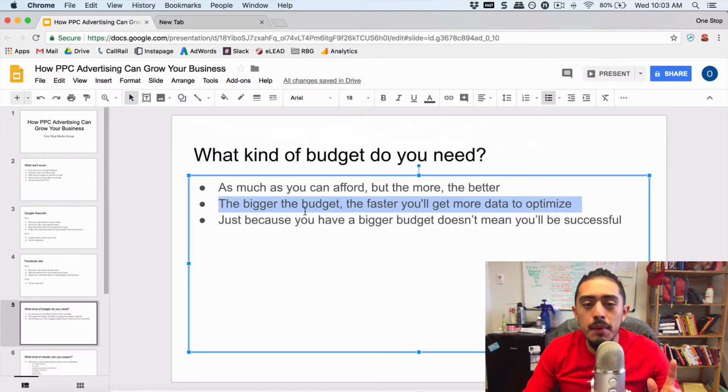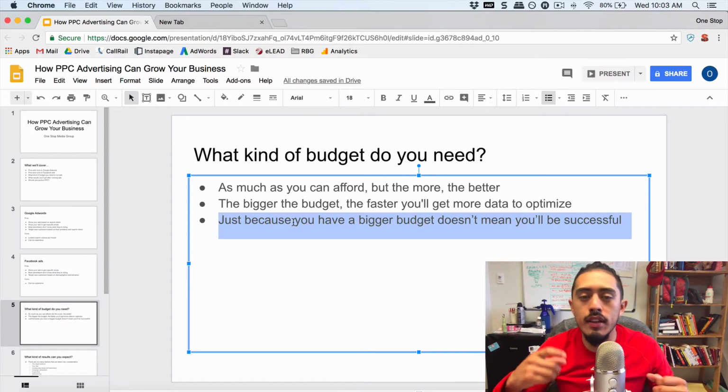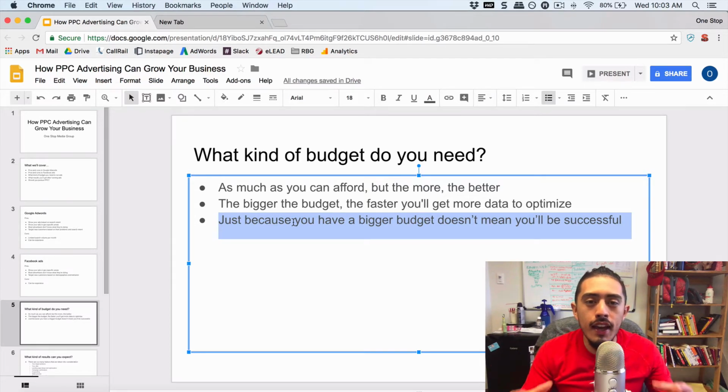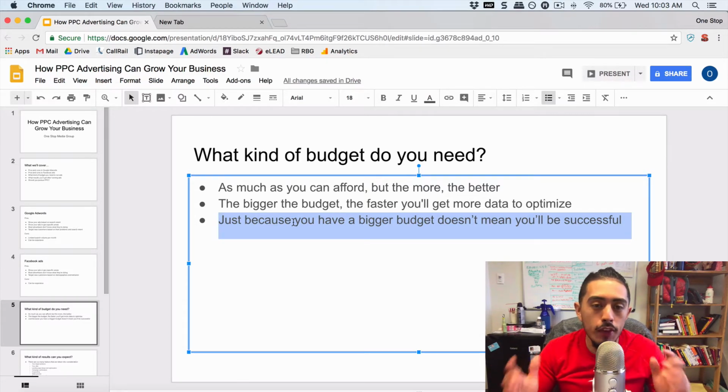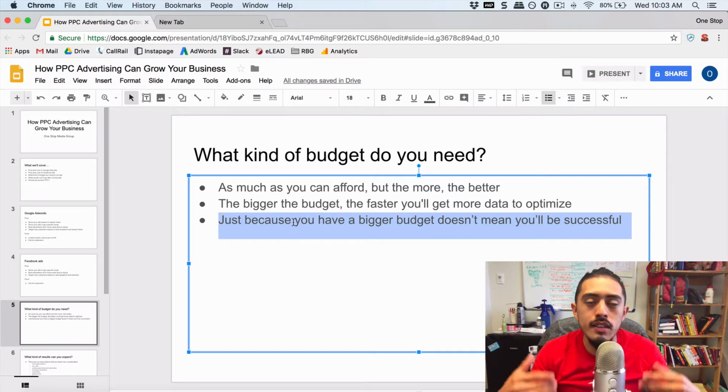But on that same notion, just because you have a bigger budget doesn't necessarily mean you're going to be more successful. Again, if you're just trying to throw money without properly optimizing the campaigns, without creating landing pages, without improving your copy, then you're not going to get the results that you can get if you spend the time and energy on properly optimizing your campaign. So it's not just about, okay, we have $2,000 and let's just put all this money into ads. No, there's quite a few other things that you have to do in order to run a successful campaign.